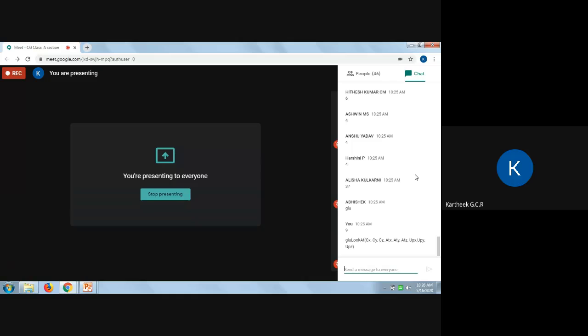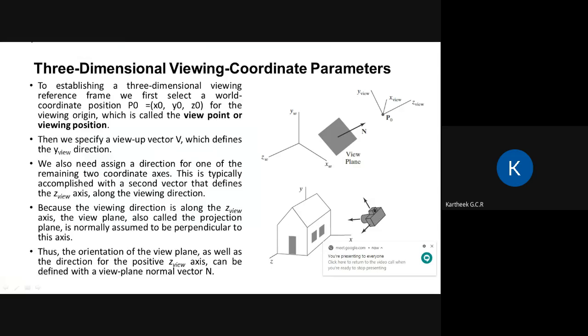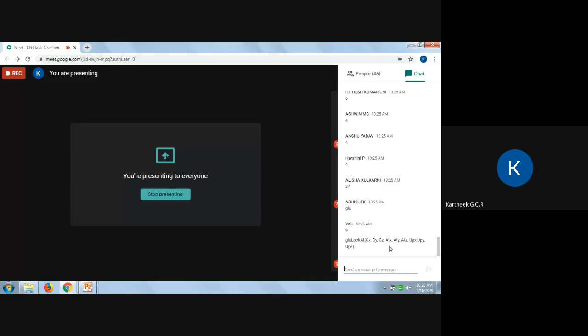gluLookAt takes 9 parameters. The first 3, CX, CY, CZ here, take the position of the camera or the viewer in the world with respect to world coordinates, that is in this P0. And the next 3 will give you the at position.